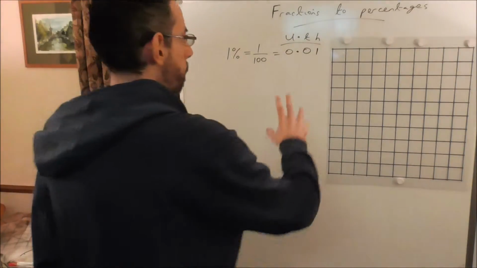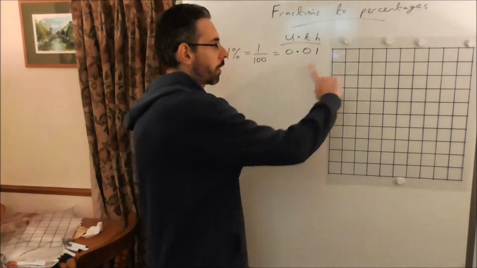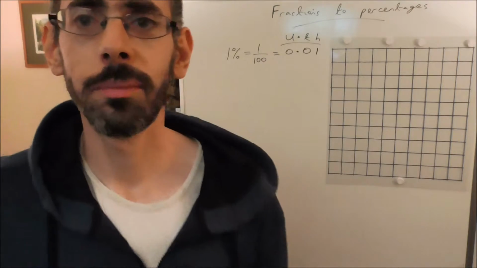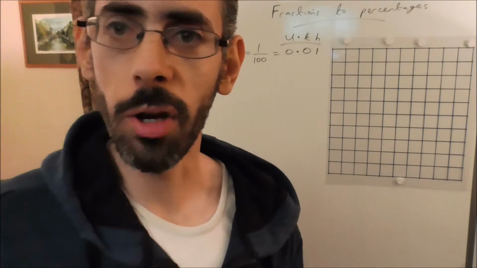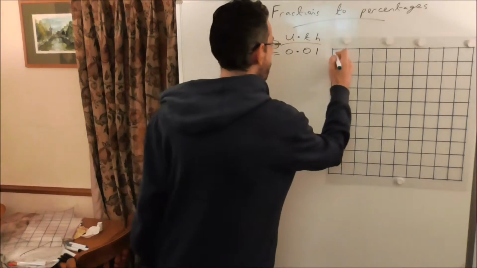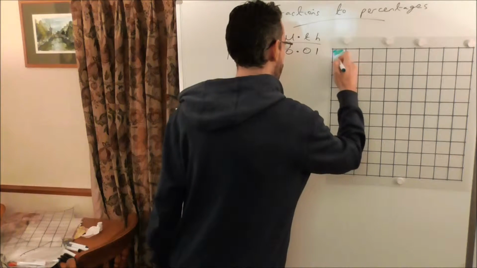Now I'm going to shade in 1% of this grid. There are 100 squares altogether, because it's a 10 by 10 grid. So 1% just means 1 out of 100, so I just need to shade in 1 of the squares, because there are 100 of them. So this is 1% of the grid, just 1 square out of 100.